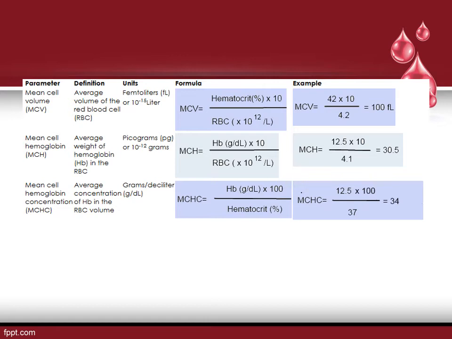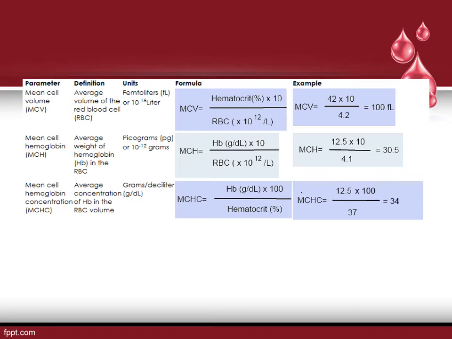Mean cell hemoglobin, or MCH, also called mean corpuscular hemoglobin, is the average weight of hemoglobin in the RBC. Again, the average weight of hemoglobin in the RBC. The unit is picogram, or 10 to the negative 12 grams. MCH equals hemoglobin in grams per dL times 10 over RBC times 10 to the 12th per liter.